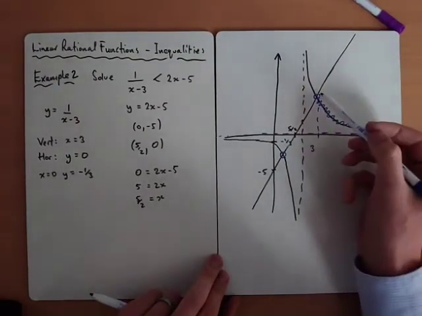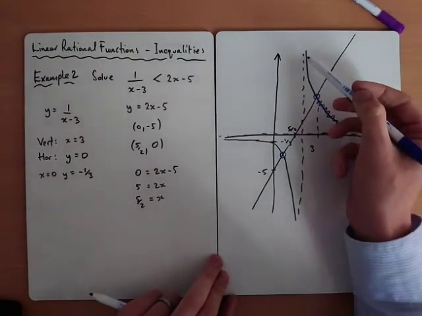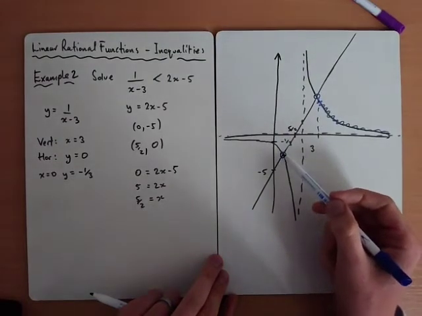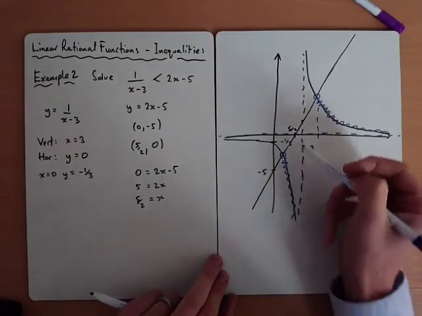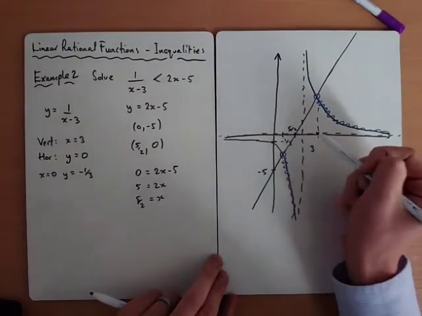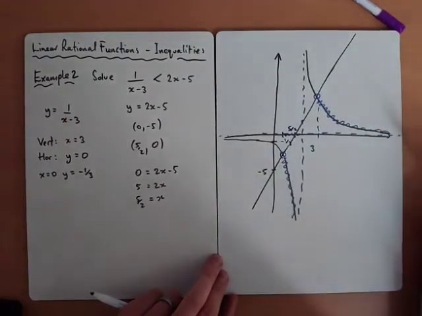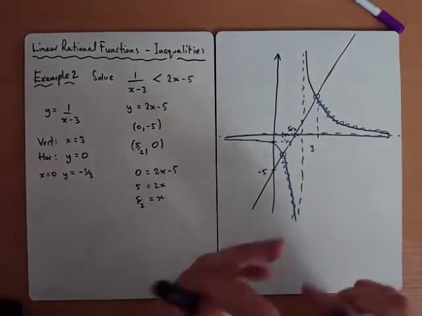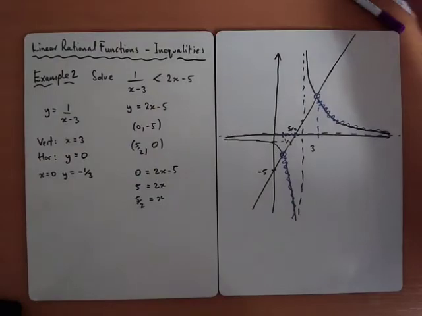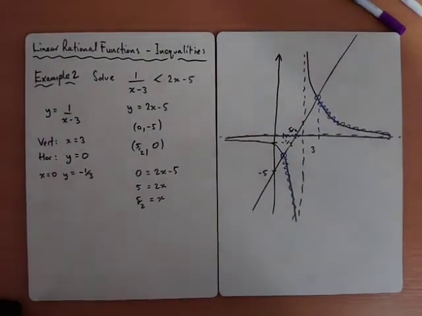Okay, here the curve is above the line. Here the curve is below the line. So this is going to be part of our solution. And here the curve is above the line. Okay, so we're almost done. We've just got to actually figure out what these coordinates are where it intersects.